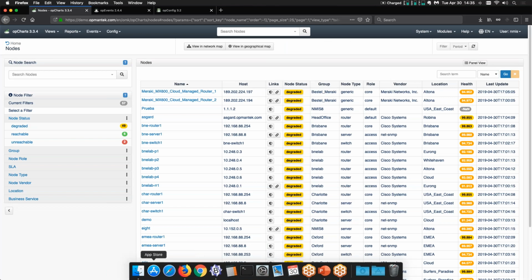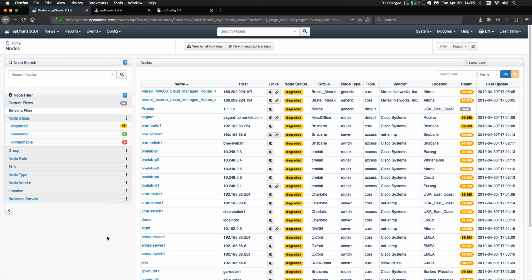So taking a look, I'm going to touch on 3 different Opmantek products here over the next 10 minutes or so. I'm going to touch on Opie Charts, which is Opmantek's dashboarding tool. The concept here is to be able to create a single pane of glass that gives you a view into all of the devices and all of the applications that are across your network.